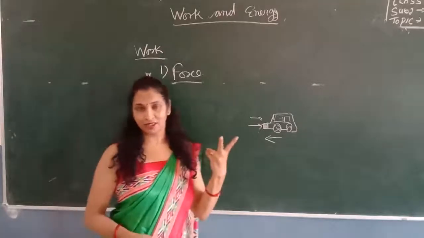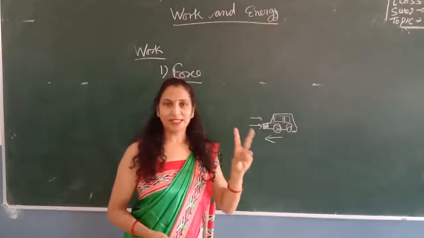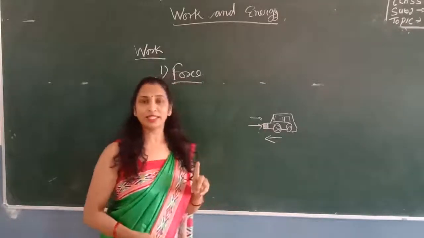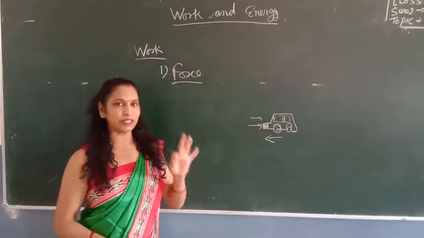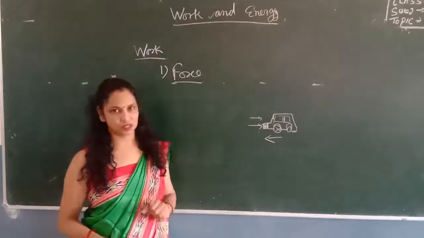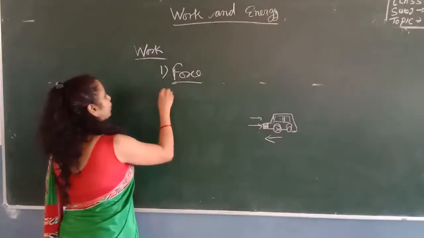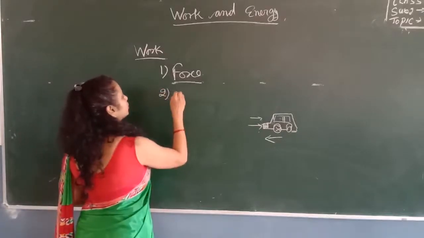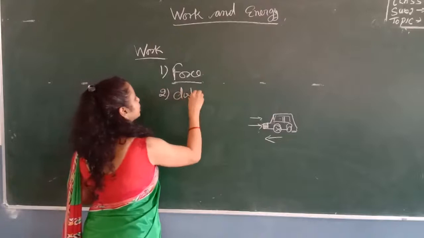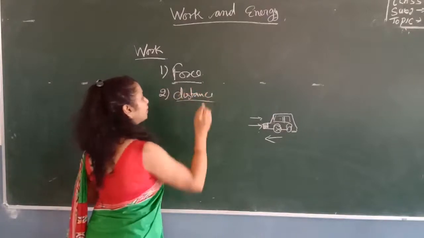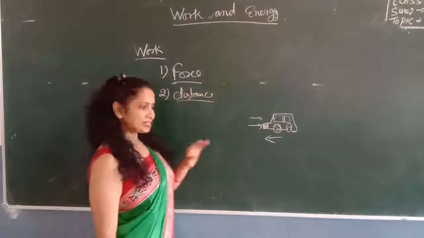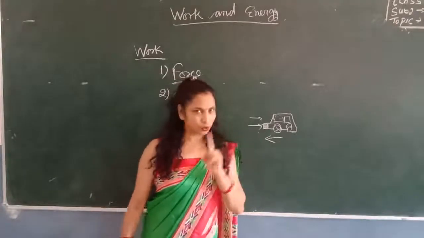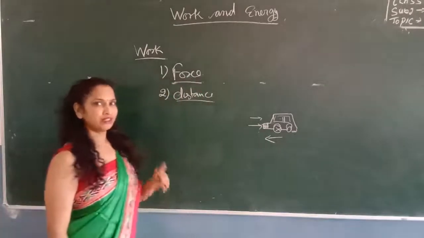So the second thing we find is that if we exert some force, there should be some movement of the body. And the important thing is the motion should be in the direction of force. So the second thing important for work done is motion, or the distance traveled by the body. Distance, or we can say displacement. If we exert some force on a body, there should be some displacement. If there is no displacement in the body, we can't say that work has been done.